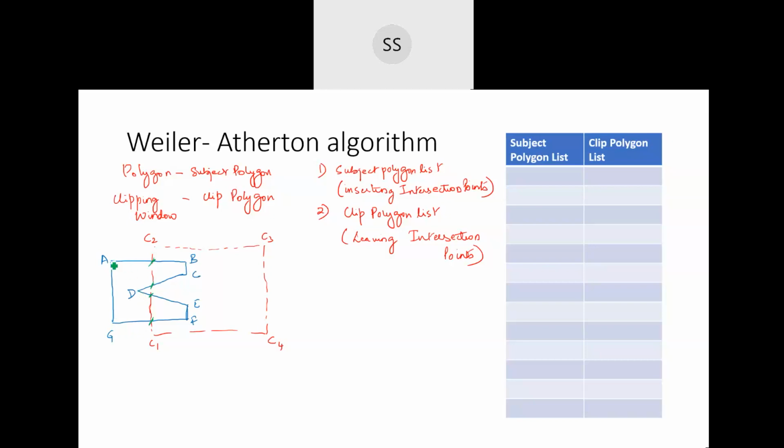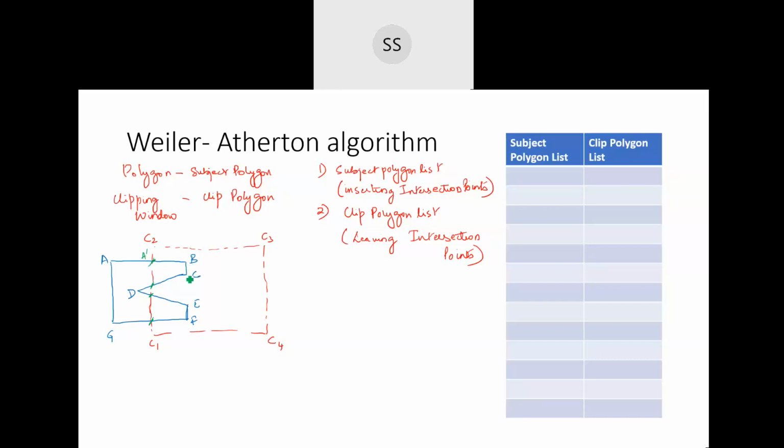So first I'll be taking AB. The intersection point is named with respect to the first vertex, so I'll call it A dash. Then I have my second edge BC. Both are inside, so I don't have to think about it.